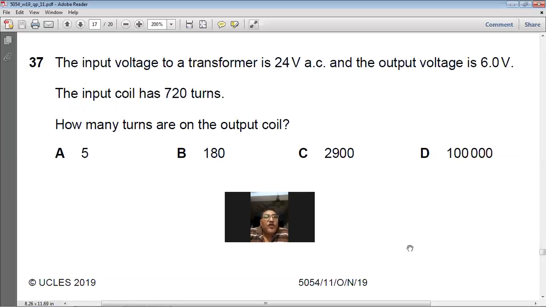The input voltage to a transformer is 24 volt. So the output voltage is 6 volt. The input coil has 720 turns. How many turns are on the output coil? Remember, we have an equation for the transformer. NS divided by NP equals VS divided by VP.